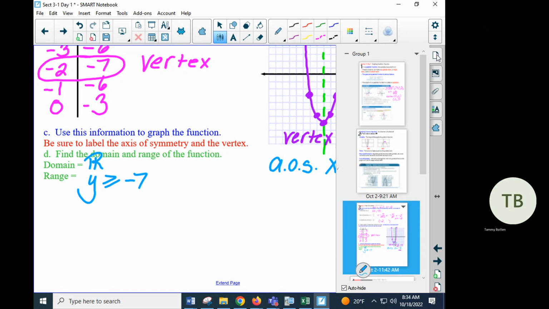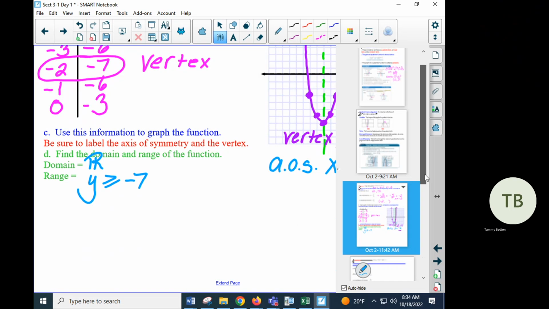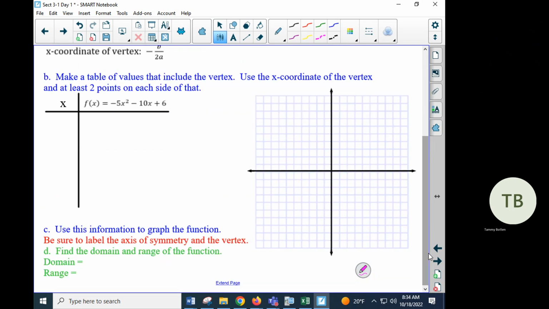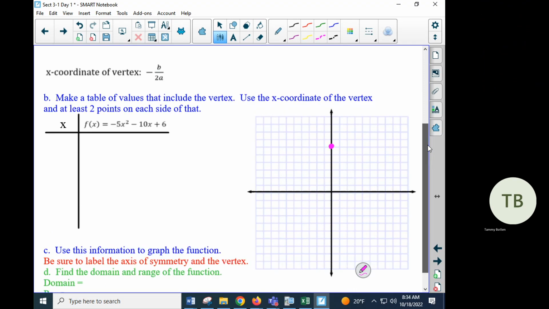All right, so let's look at a couple that are a little bit different. In this one here, let's just start with a. a is going to be -5, b is going to be -10, c is 6. So our y-intercept is (0, 6). And if you want to, you can go right to your graph and go up 1, 2, 3, 4, 5, 6. So we know that's a point on our graph.